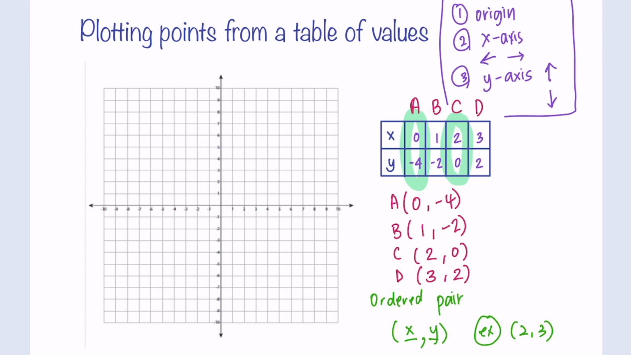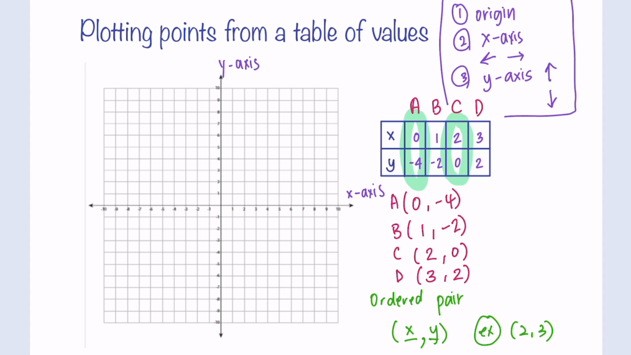Let's begin with point A. It is 0 for the x and -4 for the y. Starting at the origin, right here, I'm going to begin to plot them. First, let's label the axis to make it clear.